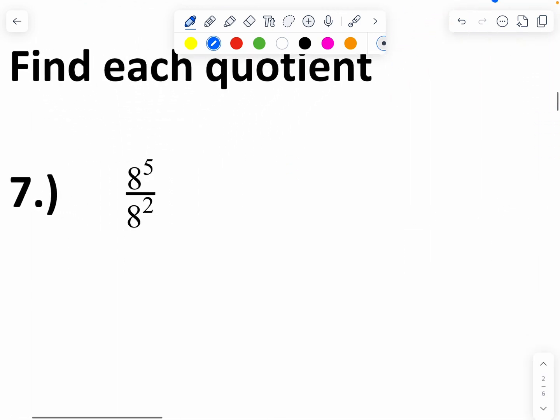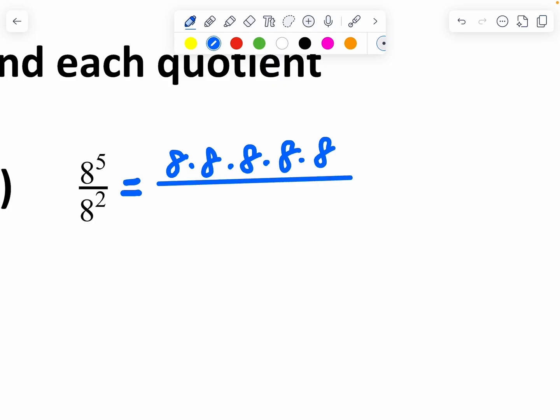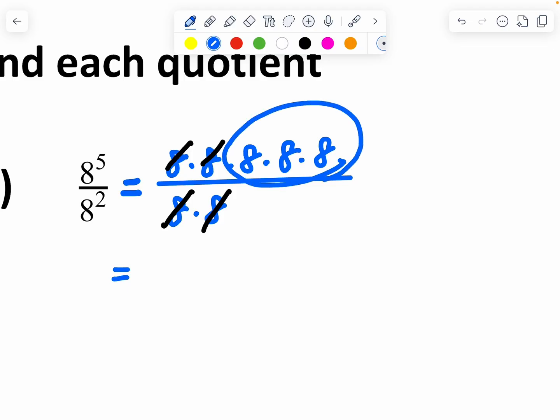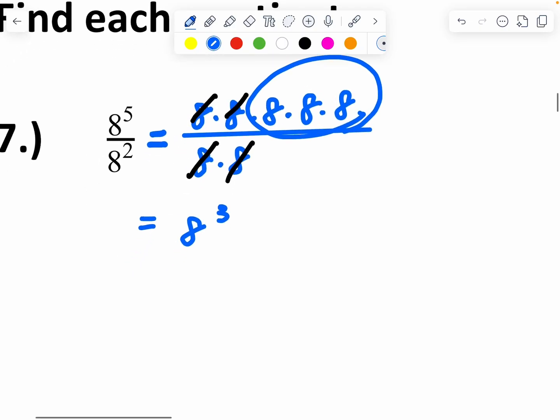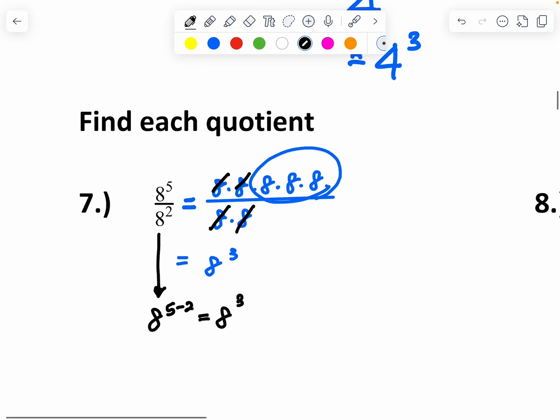I'm going to expand out the first couple, and then I'll start using the rule. It's always helpful to visualize this. So 8 to the power of 5 means there are 5 8s, 1, 2, 3, 4, 5. On the denominator, I have 8 squared, which is 1 and 2. Again, you can see how these 2 sets of 8s can cancel out, and you're left with 3 8s, that's 8 to the power of 3. Using the quotient rule, we could have done 8 to the power of 5 take away 2, and that again gives you 8 to the power of 3. An easier way to do this.